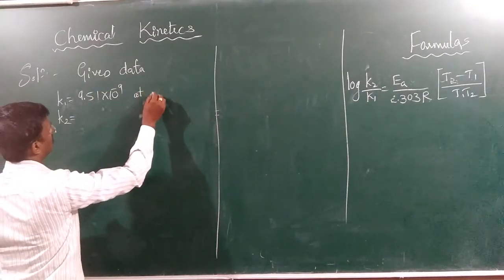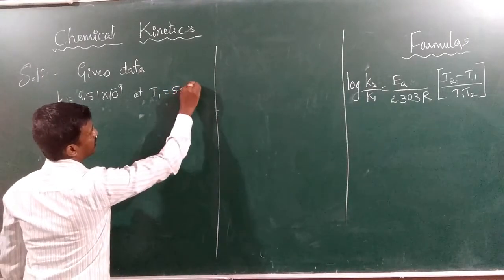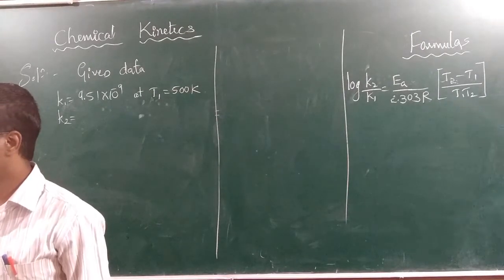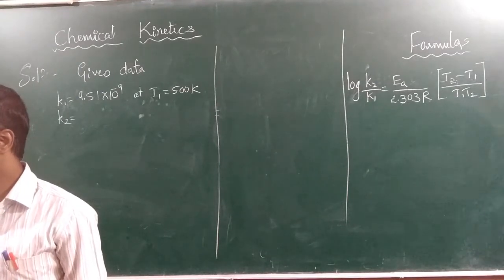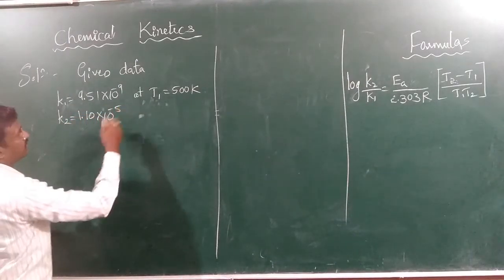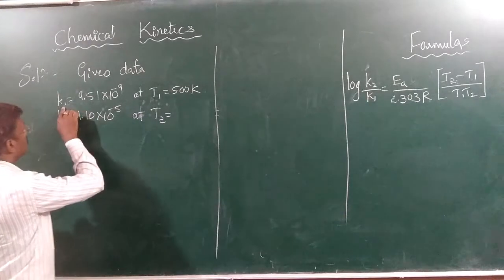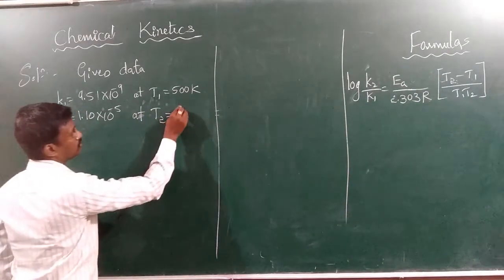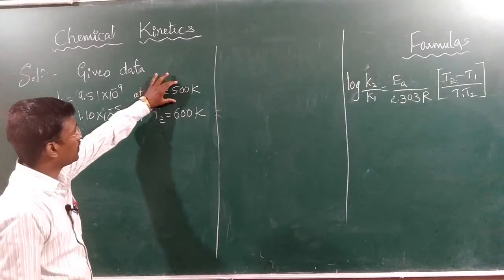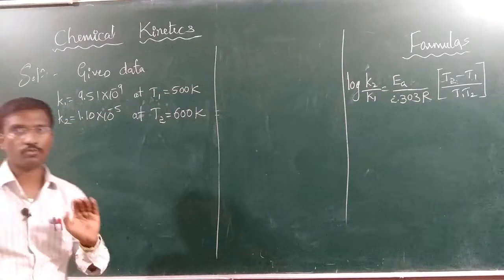At temperature T1, which is 500 Kelvin. I have not mentioned the units; they are understood. And the rate constant K2 is 1.10 into 10 raised to minus 5, at the temperature T2, which is 600 Kelvin. Most of the time it is understood that the lesser temperature is T1 and the greater temperature is T2. Based on that, you should be able to differentiate K1 and K2. I hope this is clear for you.